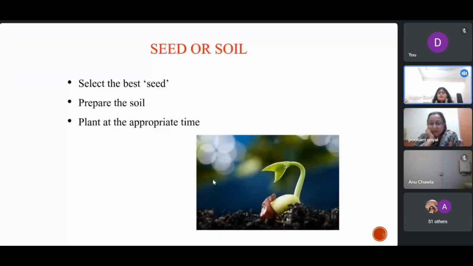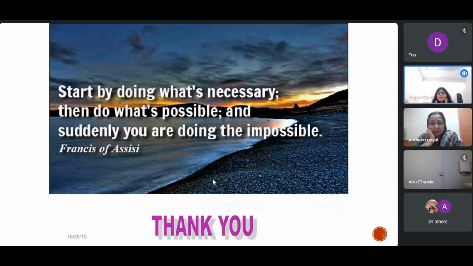So the seed or soil, select the best seed, prepare the soil, and start by doing what's necessary, then do what's possible, and suddenly you're doing the impossible.